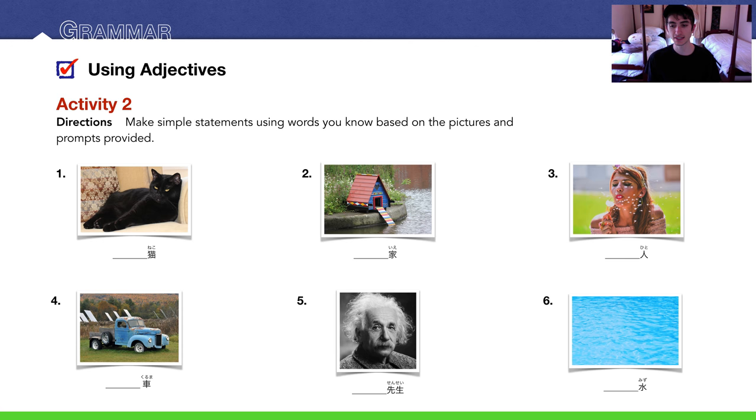And number 6, this is some nice blue water here, and the word for blue is aoi. So this would be aoi mizu, blue water. Here are the answers in bold.